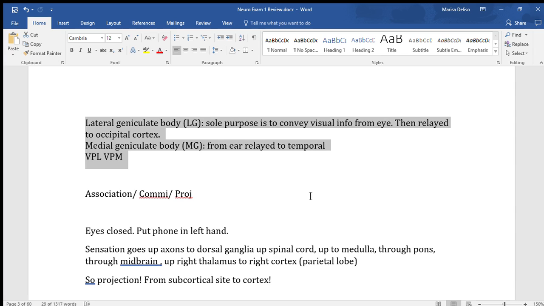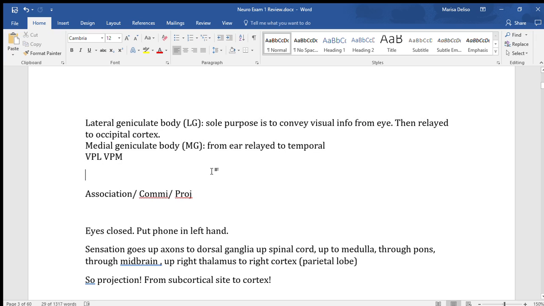Then we have my VPL and my VPM, and you probably learned about this in sensory. My VPL is going to have all my sensory for my body, whether it be pain, touch, vibration, proprioception, temperature, all of it is going to my VPL. While my VPM is going to do face. As far as I know, you guys have not done face yet, which is awesome, so you probably don't need to know that much yet.